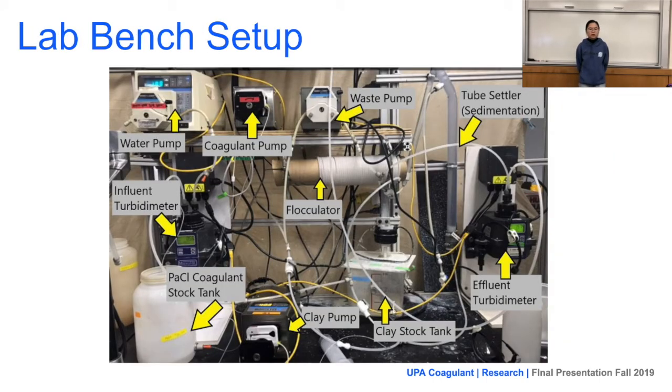So for our lab, we are using this experimental setup, and we have a total of 4 pumps. The first pump is a water pump that pumps clean water into the system, and then there's a clay and coagulant pump that allows a constant concentration of clay and coagulant to enter the system, and lastly the waste pump pumps out the water after the effluent turbidity is measured.